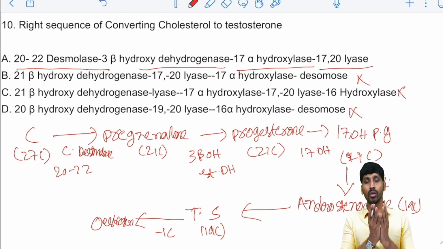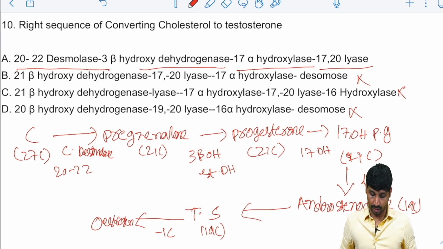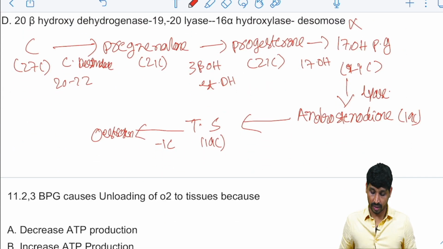So converting 27 carbon to 19 carbon testosterone, this is the way you have to remember. First it comes from 27 to 21, then 21 to 19, that is androstenedione, and androstenedione is converted to testosterone. And this testosterone, further removing one more carbon, becomes estrogen, an 18 carbon compound.